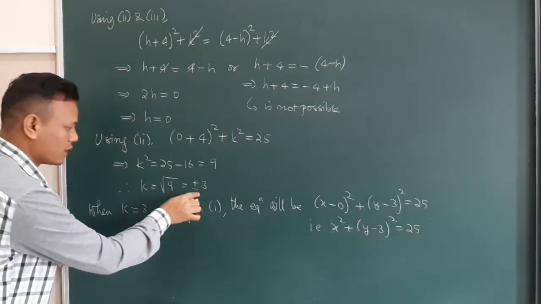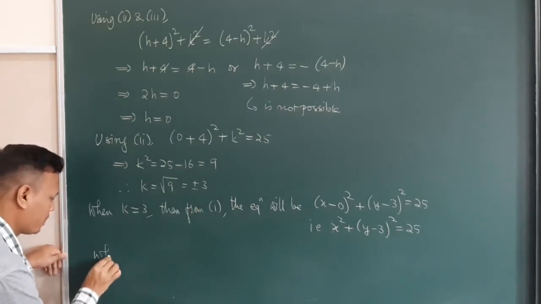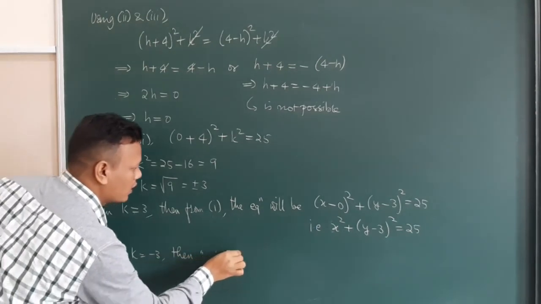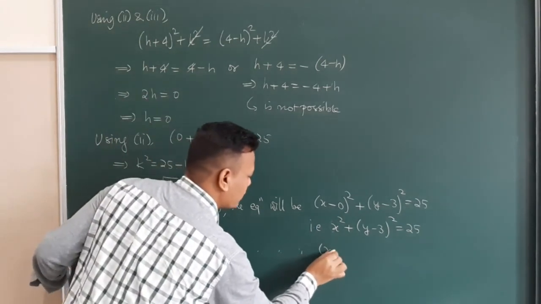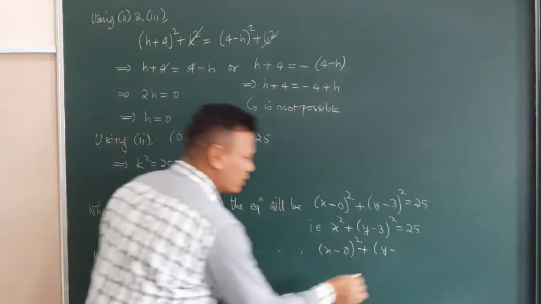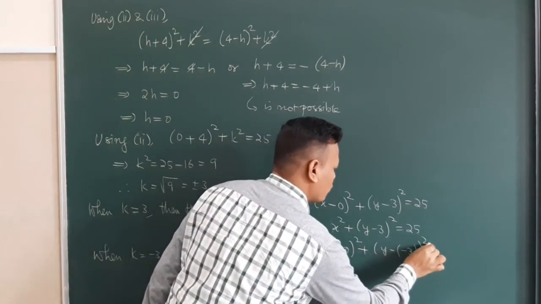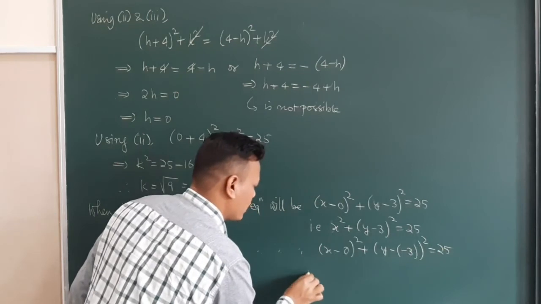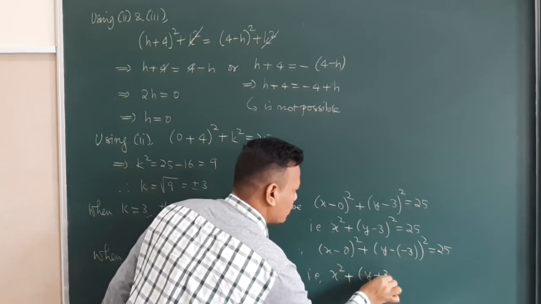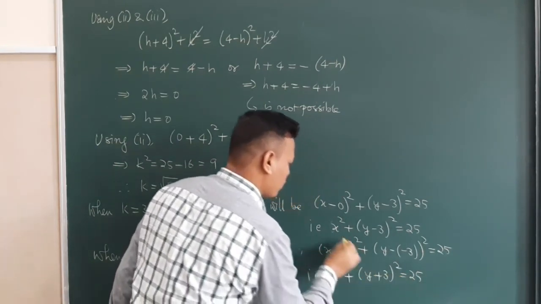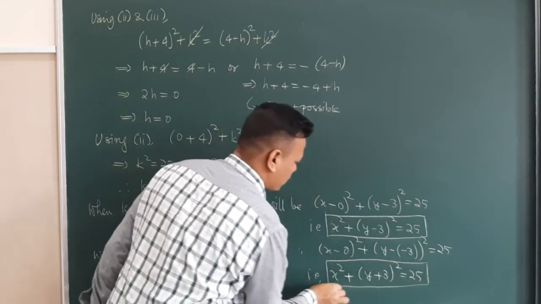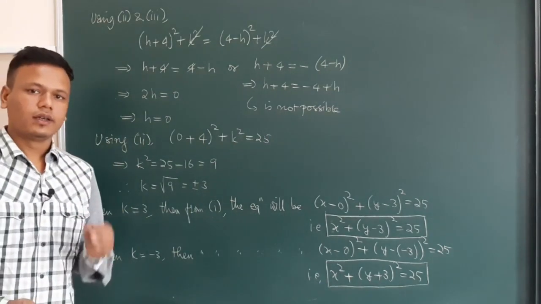Now when k equals -3, there is another value as well. From 1, the equation will be (x - h) whole square plus (y - k), and minus of minus 3 becomes plus 3, so (y + 3) whole square equals 25. That is, x square plus (y + 3) whole square equals 25. This one and the previous one give me the answer for this particular question. So pause the video to note it down. Thank you very much.